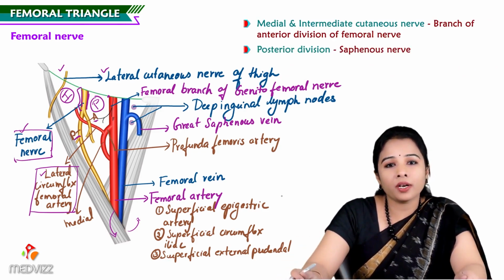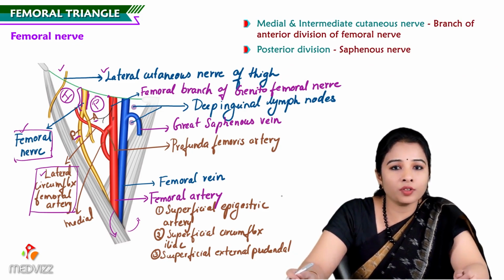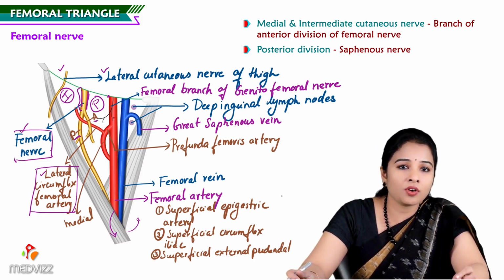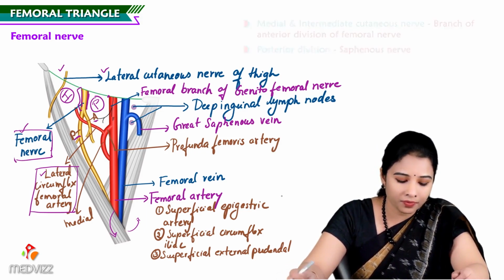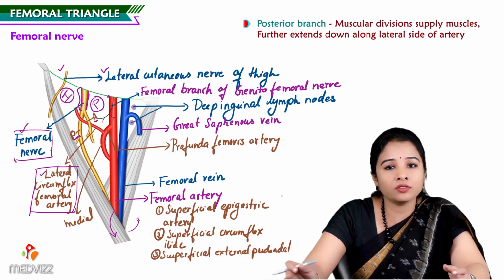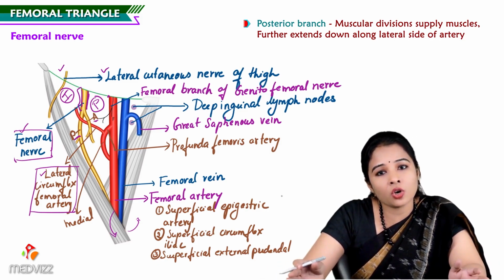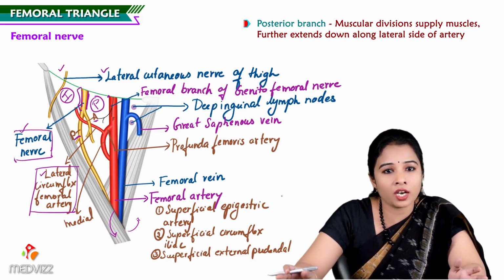Whereas the posterior division of the femoral nerve gives off only one cutaneous nerve, that is called the saphenous nerve. That is, the posterior branch gives off muscular divisions which supply the muscles, and further it extends down along the lateral side of the artery.